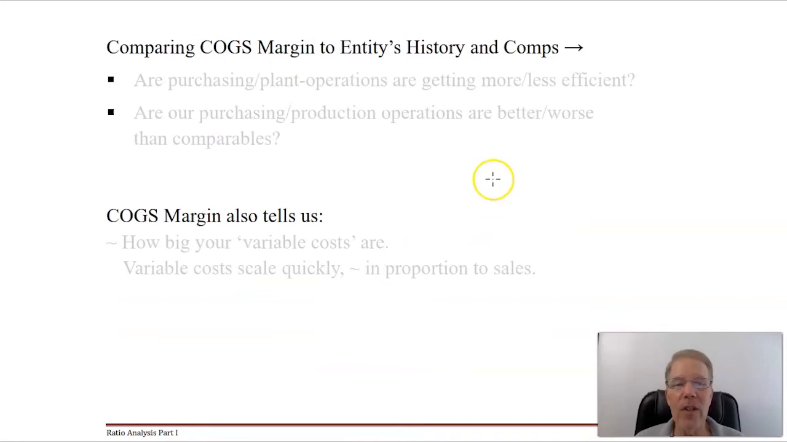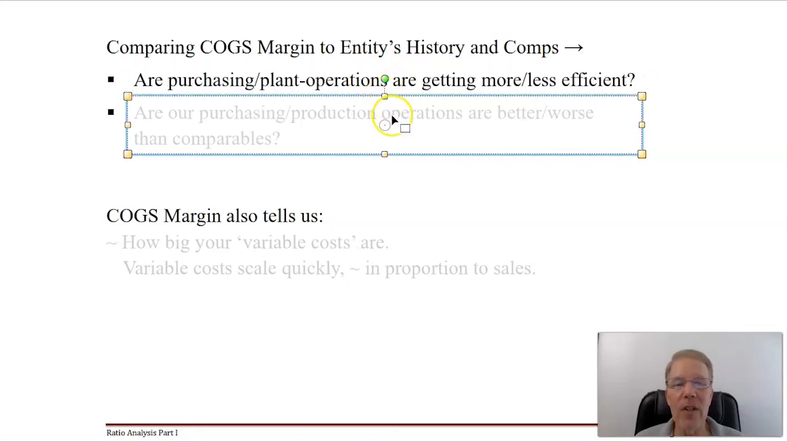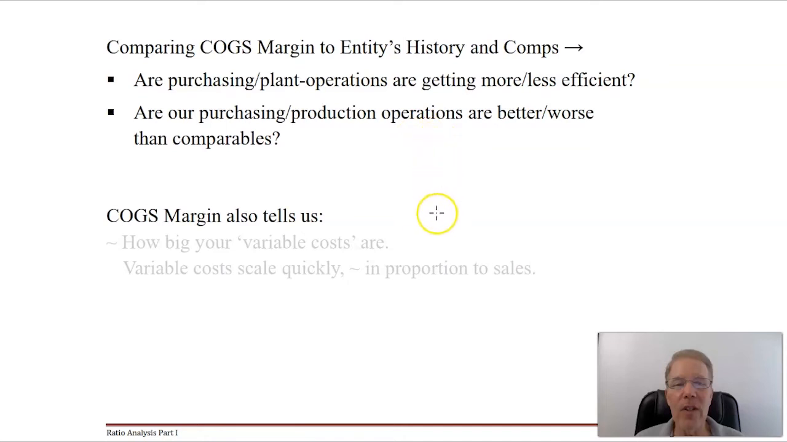Okay, so what do we want to do with COGS? We always want to compare it to our history and to comps. So it's answering great questions like this. Are purchasing and plant operations getting more efficient or less efficient? Great thing to know just from that one ratio, looking at its movement historically. And then similarly, we can benchmark ourselves against our competitors, right? Are our purchasing and production operations better or worse than our comps?